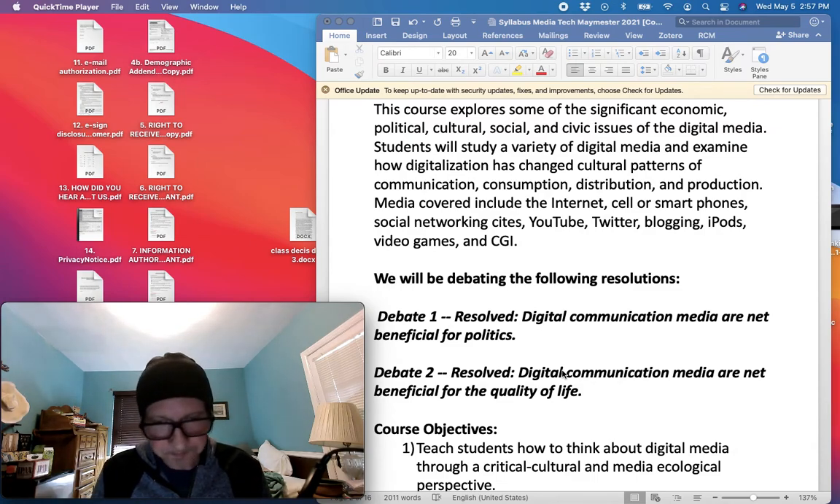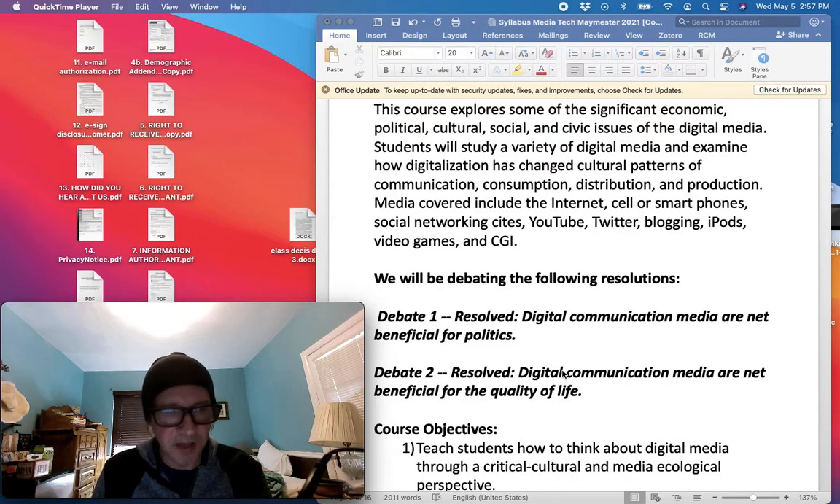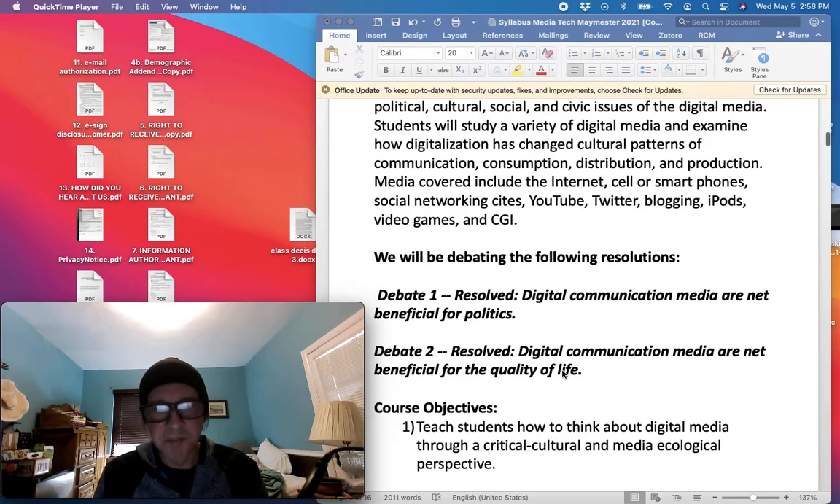Debate 2 has a very similar resolution, but just a different topic: digital communication media are net beneficial for the quality of life. Quality of life is talking about the quality of your lives. Things included in this topic are our relationships, our friendships, our health, our mental health, our levels of happiness, etc. So it's mostly to do with interpersonal communication and maybe some health communication as well.